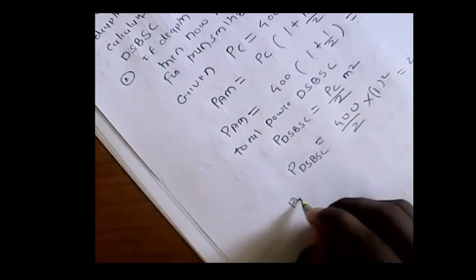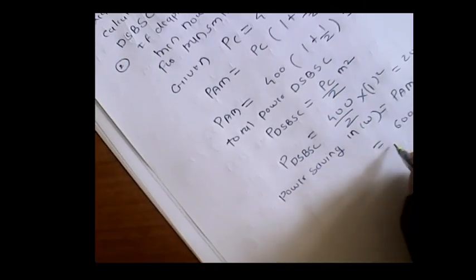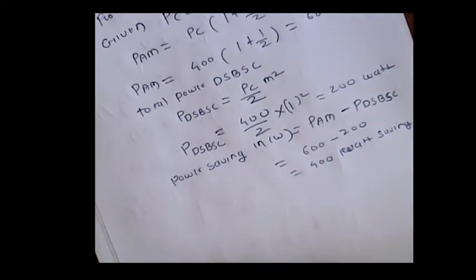So thus power saving in double sideband suppressed carrier, in watt, is power in full amplitude modulation minus power in double sideband suppressed carrier. So power in amplitude modulation requires 600 minus 200, so 400 watt power can be saved.